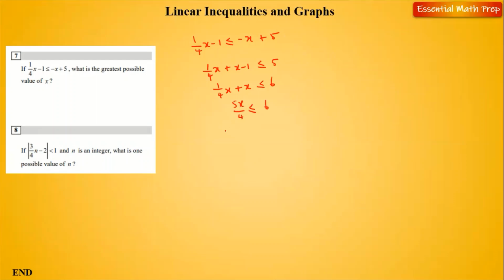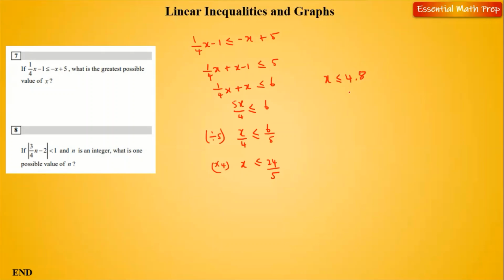Now we can divide by 5, which would make it x over 4 less than or equal to 6 divided by 5. Now we can multiply by 4. Here I'm dividing by 5, by the way. Here I'm multiplying by 4, which would make it x less than or equal to 24 over 5, right? 24 over 5 is 4.8. So x is less than or equal to 4.8.